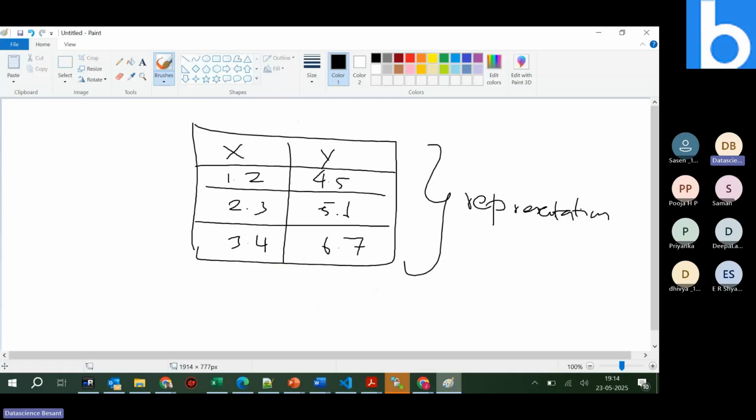So for that I've just taken a small data set which consists of 3 rows. First row, second row, and third row. This is the independent variable. You can consider this is square feet and this is the price, just for an example's sake.